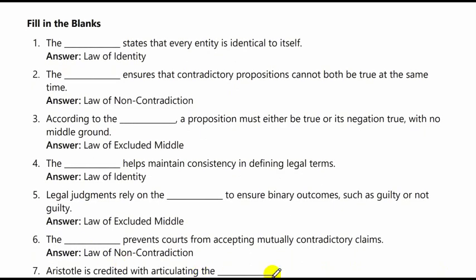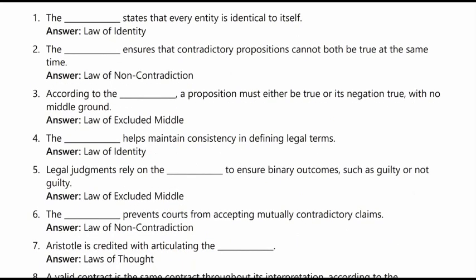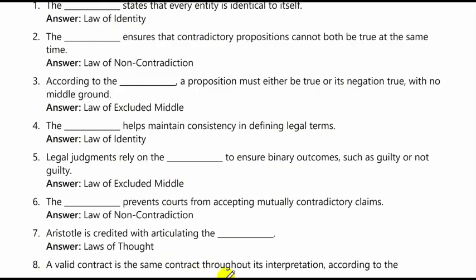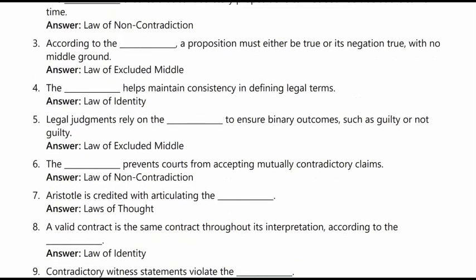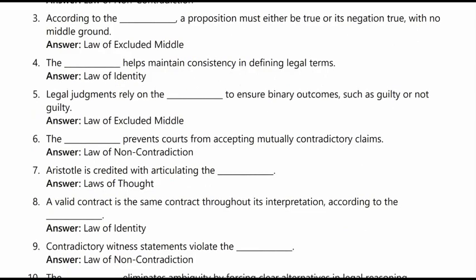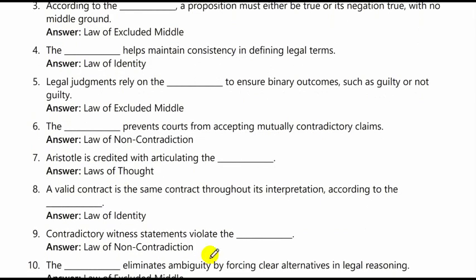Aristotle is credited with articulating the laws of thought. This is the topic that we are reading. A valid contract is the same contract throughout its interpretation according to the law of identity. Contradictory witness statements violate the law of non-contradiction. That is, if a witness contradicts its own statement, then it violates the law of non-contradiction. Last, the dash eliminates ambiguity by forcing clear alternatives in legal reasoning. That is the law of excluded middle.